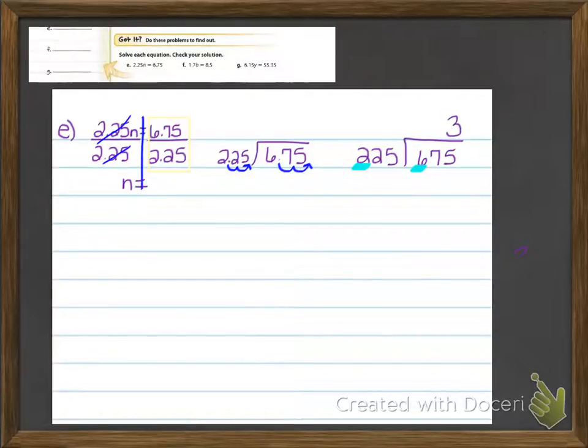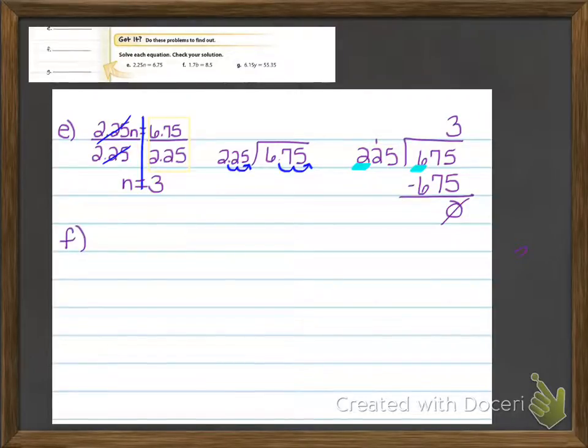3 times 5 gives me 15, so I'm carrying my 1. 3 times 2 gives me 6, plus 1 more is 7. And 3 times 2 gives me 6, and voila, look what we get. We get 3 as our final answer. Now don't forget to bring it over and put the final answer in our actual equation problem.